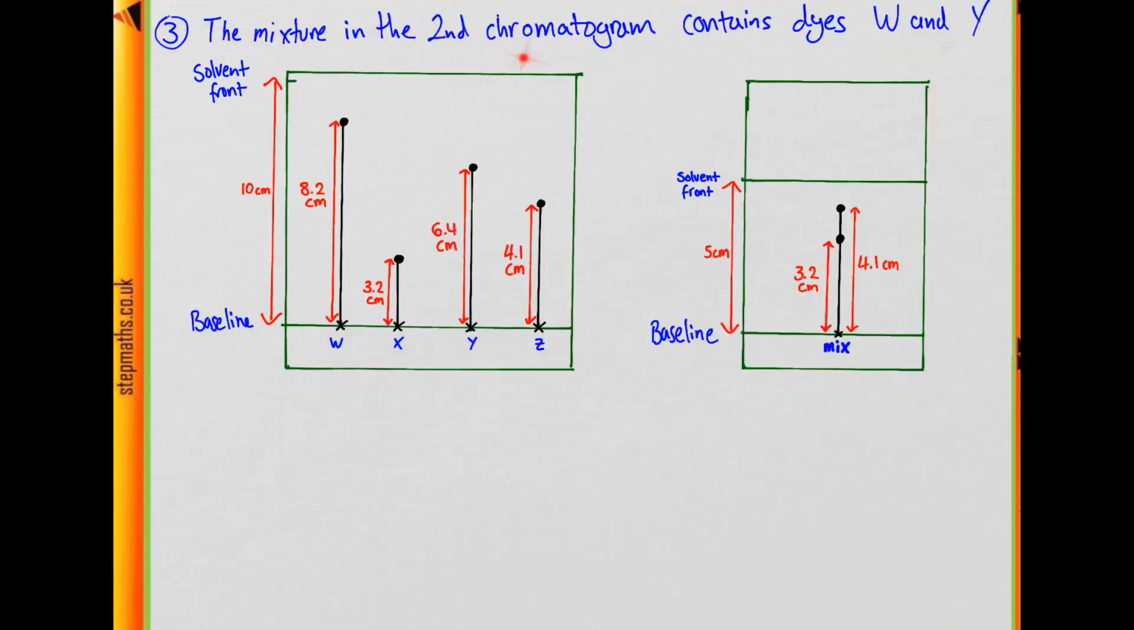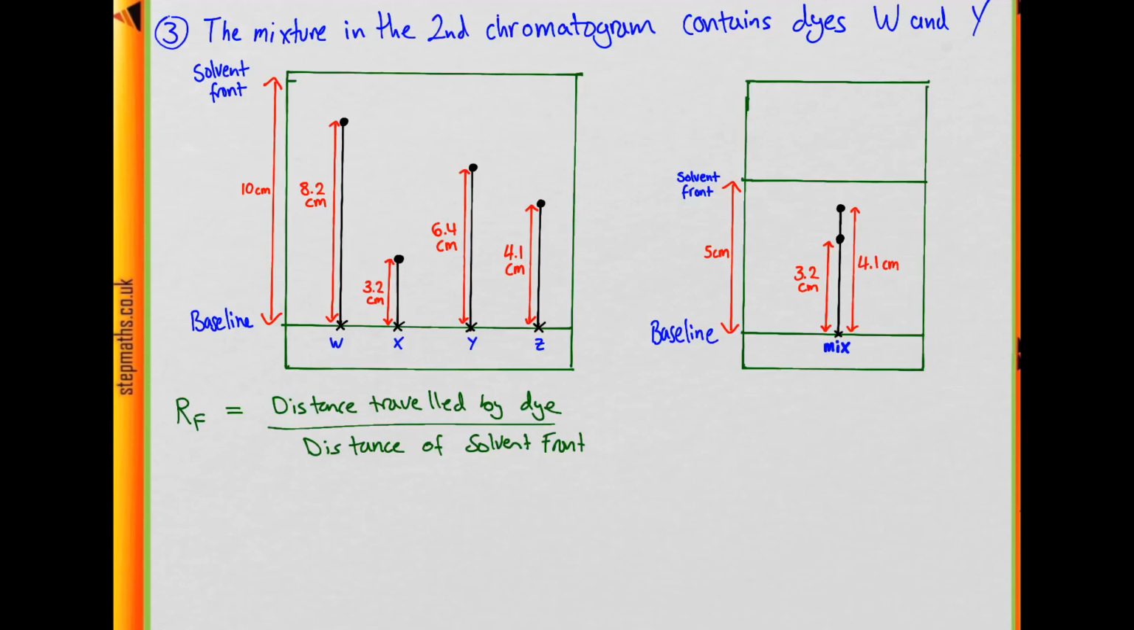Statement 3, the mixture in the second chromatogram contains dyes Y and W. Some students will immediately look at both chromatograms and see that there's 3.2 here, there's 3.2 there, there's 4.1 here, and there's 4.1 there. So it's X and Z, not Y and W, so the statement is incorrect. But no, we're going to work this out properly by using RF values. The RF is the distance travelled by the dye over the distance of the solvent front.